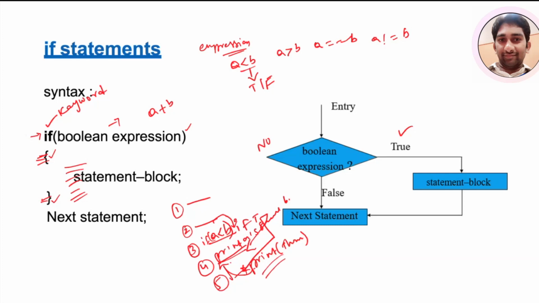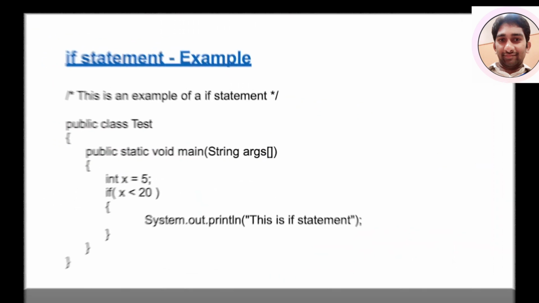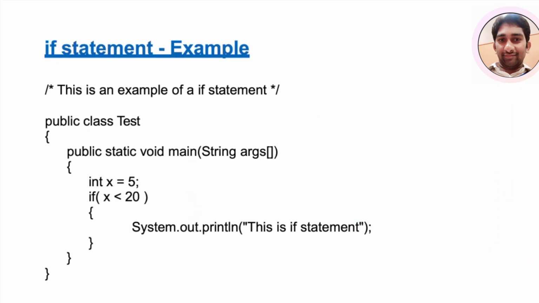Okay, so that will happen here. Next is a simple example we can take for the simple if. I have taken one particular constant here, x is equal to 5, and I just want to verify whether it is less than 20 or not. If it is less than 20, I will print that this is a true statement.